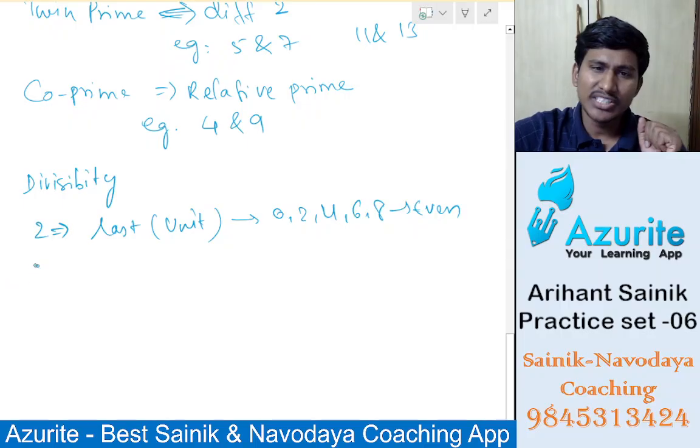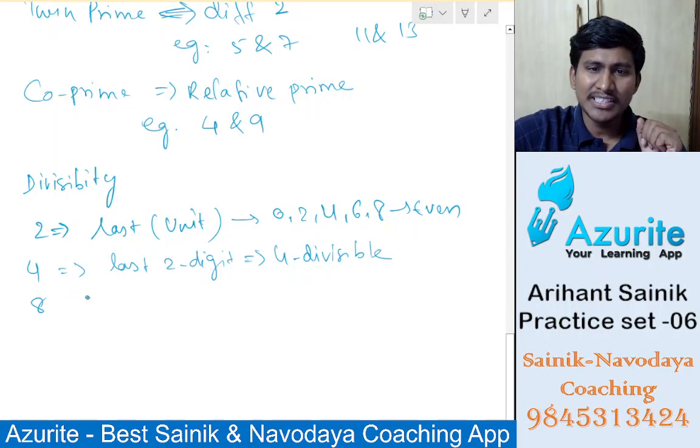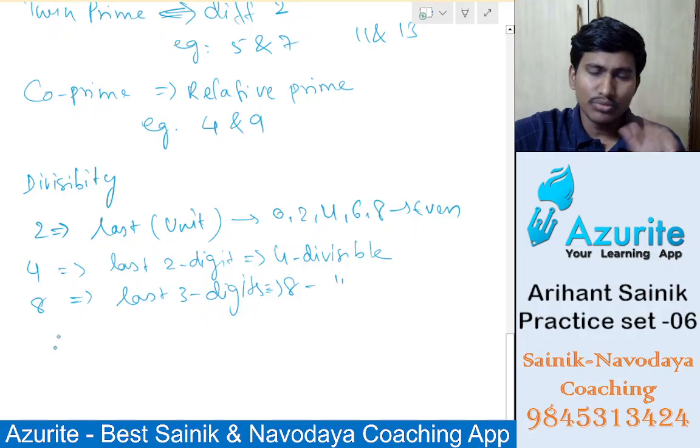Okay, 2 is done. For 4, how many digits? The last 2 digits should be divisible by 4, right? So we have to check. Okay, and for 8, how many digits? The last 3 digits should be divisible by 8. Okay, now 2, 4, 8 is done.